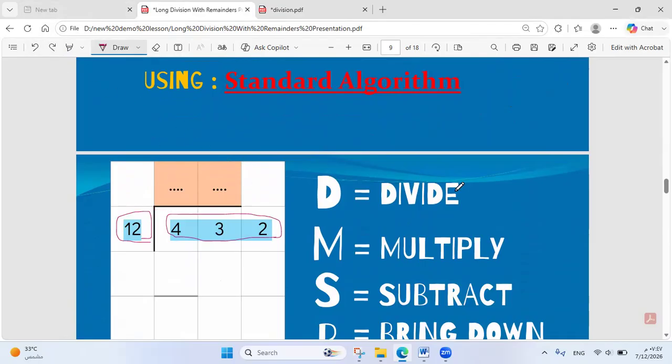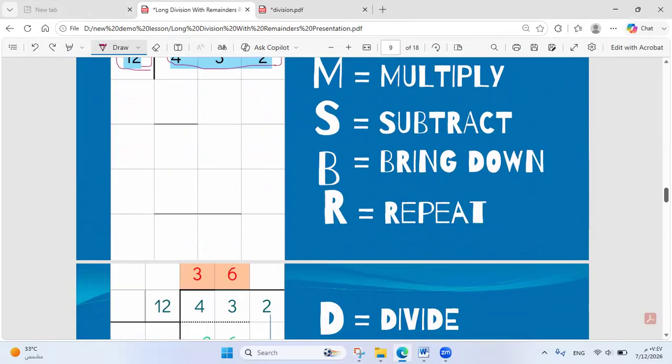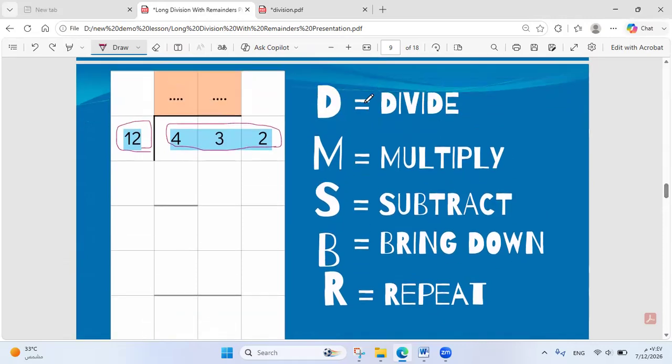Okay, let's remember our steps, or our math family here. Yes, very good. Dad, mom, sister, brother, and Riri, the small cat. D for divide, M multiply, S subtract, B bring down, R repeat. So D, M, S, B, R. So we divide first, then we multiply, then we subtract, then we bring down, then we repeat. Okay, let's start.